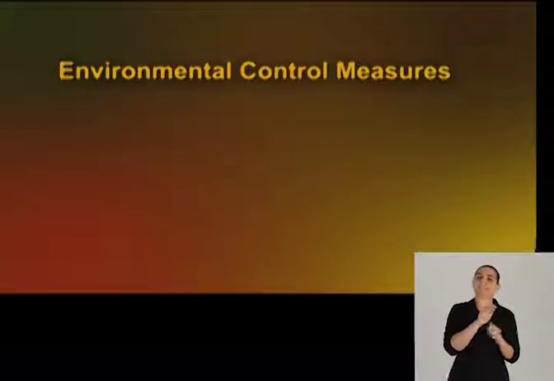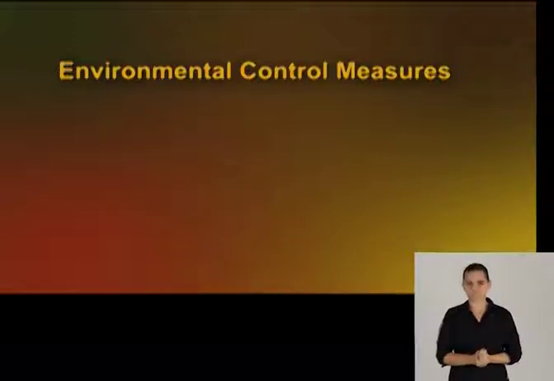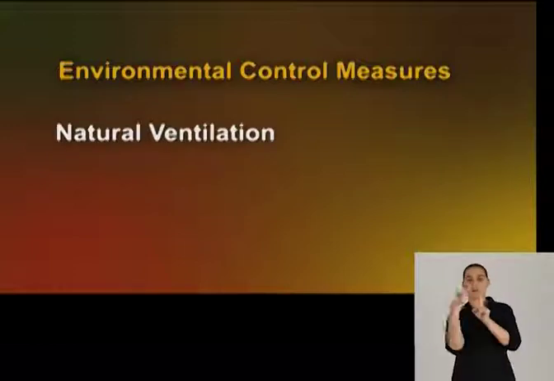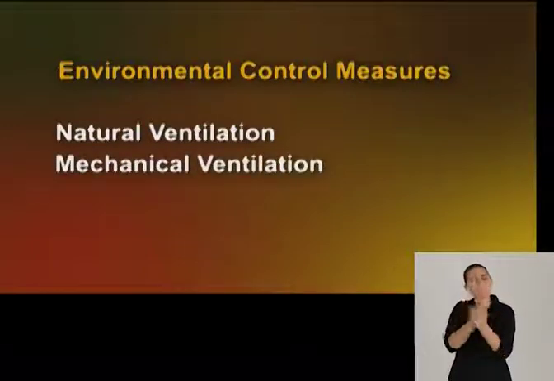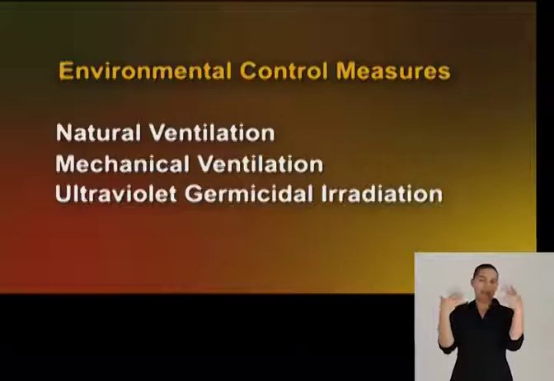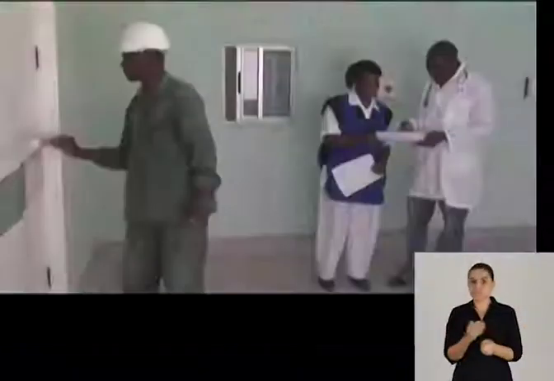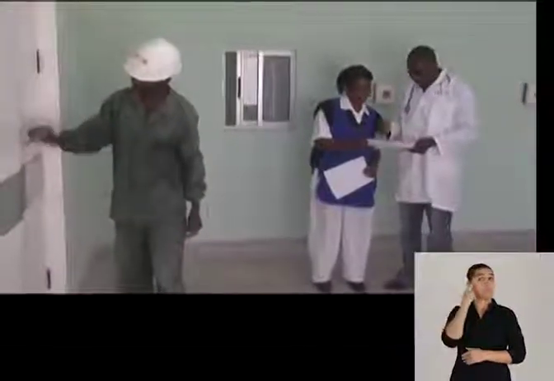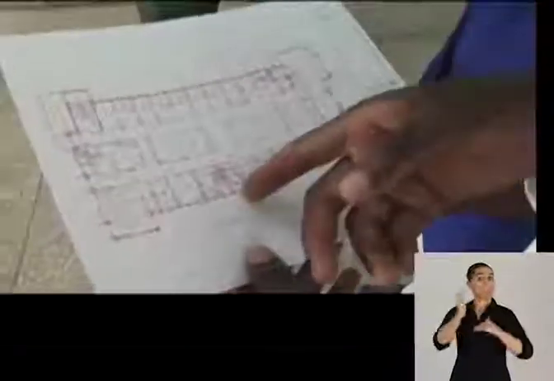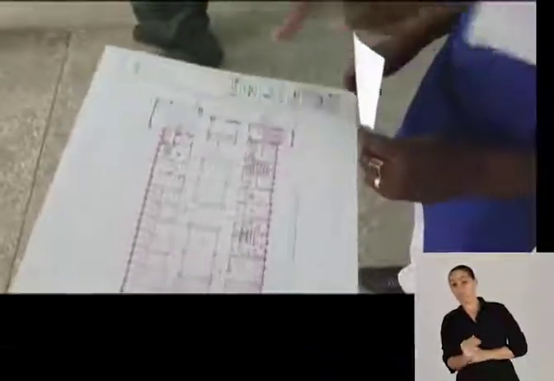Environmental control measures are the third major type of infection control measures. They include the use of natural and mechanical ventilation and ultraviolet germicidal irradiation. These measures are used to reduce the number of infectious droplets in the air. If your facility is planning a renovation or new construction, it will be important to consider these environmental infection control measures in the building design.